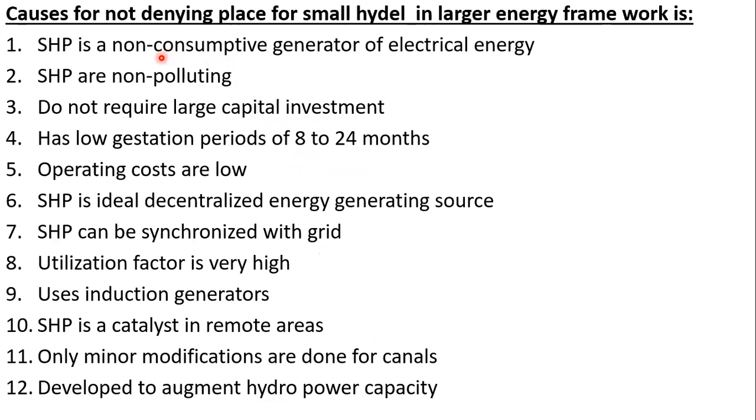First one is small or mini hydropower, abbreviated as small hydropower, SHP. This is non-consumptive. It is a non-consumptive generator of electricity, utilizing a renewable source which is continually available through the hydrological cycle of the environment.